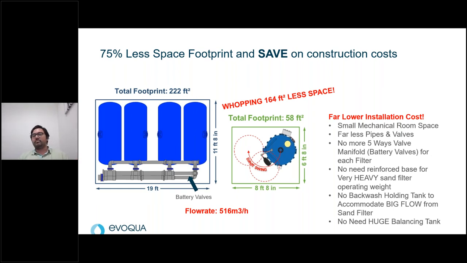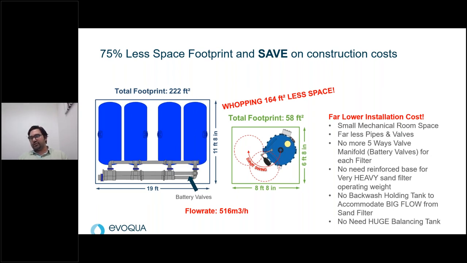sand filter. And if you have sand filter, you would need battery valves for each to do the backwash and the rinse. Sand filter is also very heavy, far heavier than Defender. Therefore, if you have a high-rise swimming pool, you need to make sure that you have a reinforced base to cater for the heavy operating weight of sand filter.